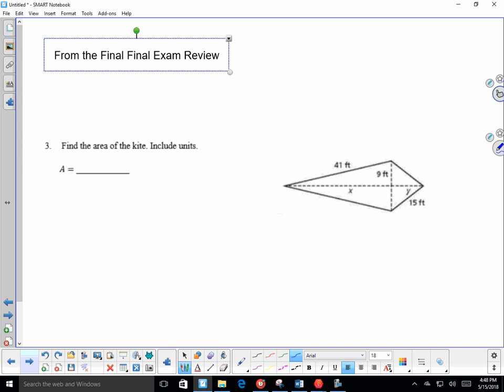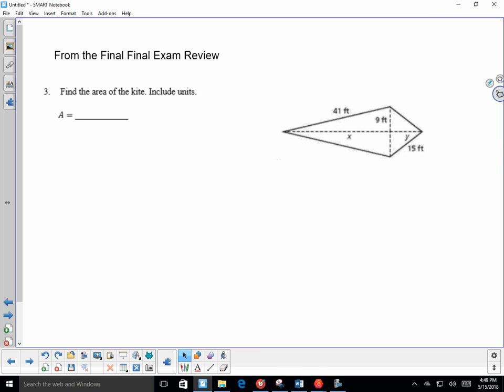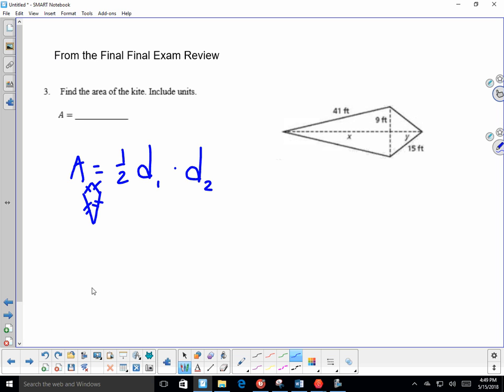All right, let's take a look at some of the problems from the final exam review. Let's take a look at number 3 from this final exam review. For this problem, we are trying to find the area of this kite, and we know that the formula for the area of a kite, we can check on our formula sheet, is going to be 1/2 the product of the two diagonals.